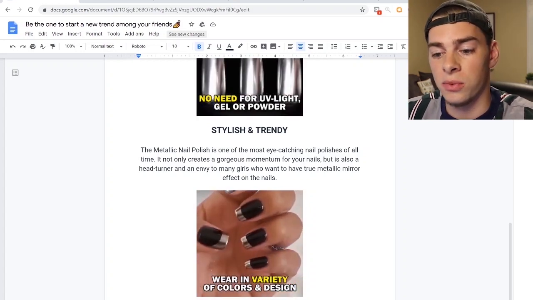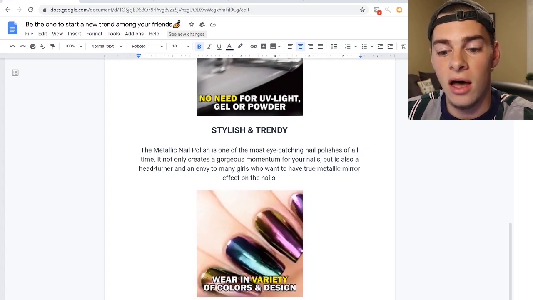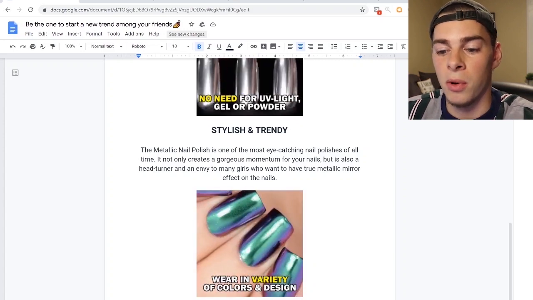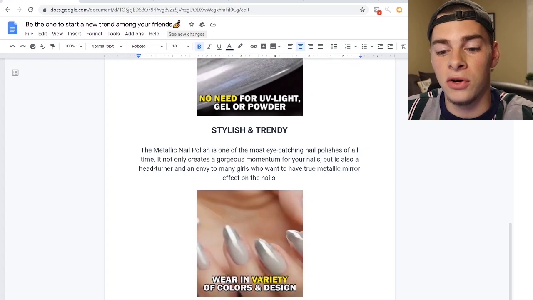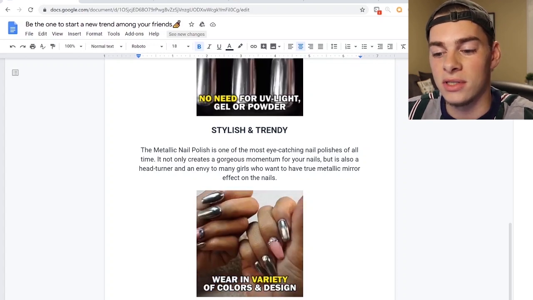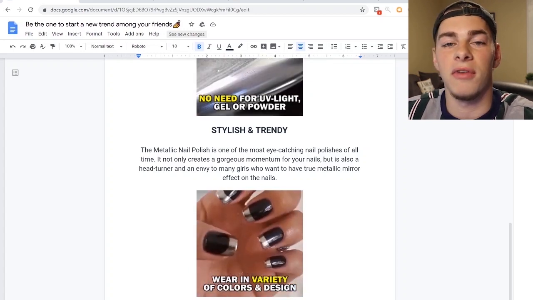The metallic nail polish is one of the most eye-catching nail polishes of all time. It not only creates a gorgeous momentum for your nails, but is also a head turner and an envy to many girls who want to have a true metallic mirror effect on the nails.